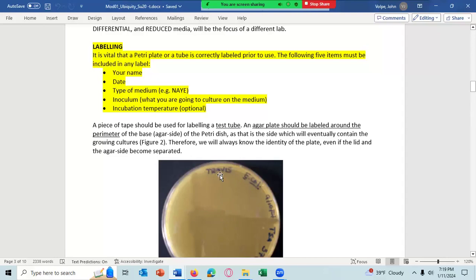You should put the name of the person, what they're growing, E. coli, the date, the media, TSA, and then the temperature you're growing it at is optional.